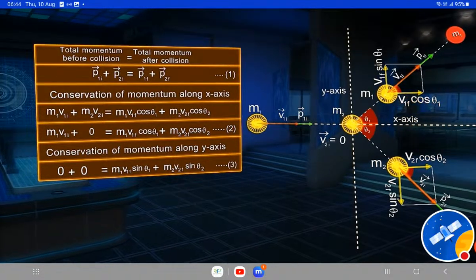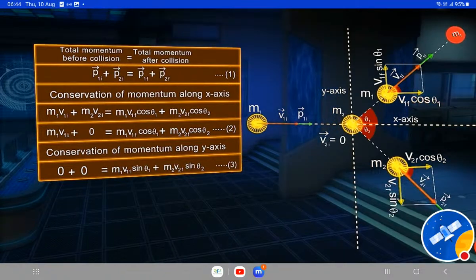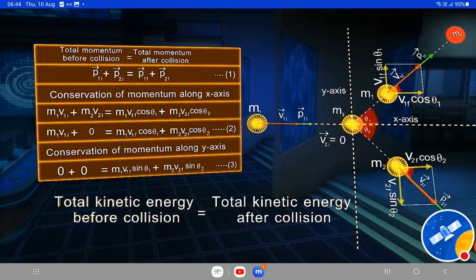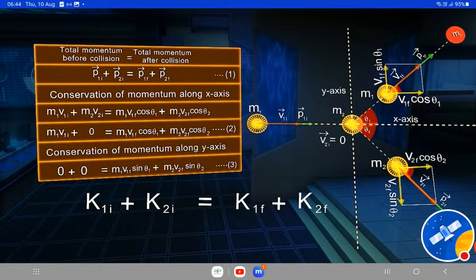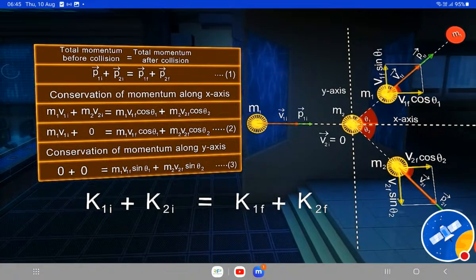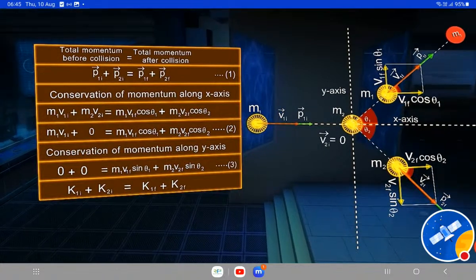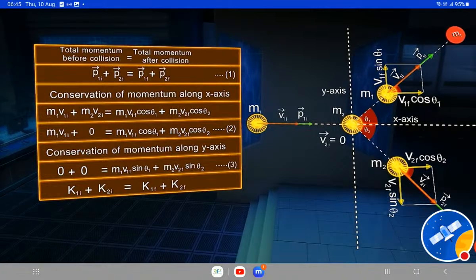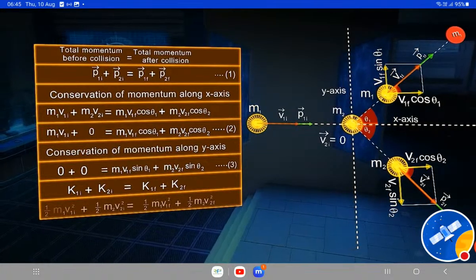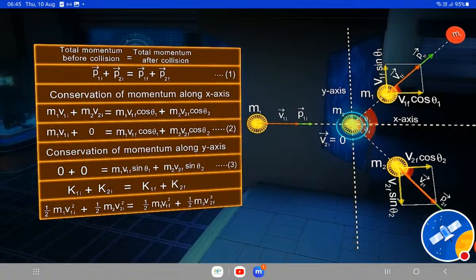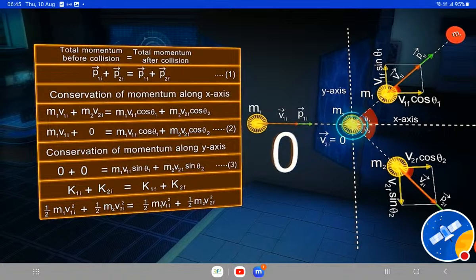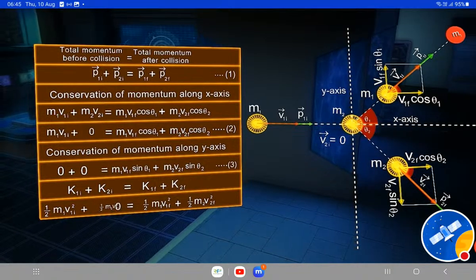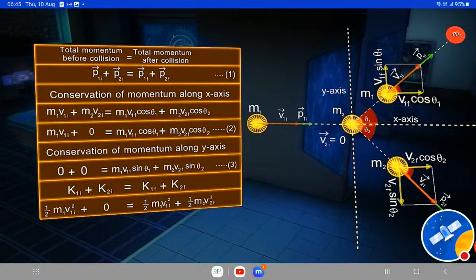Here, we need to recall that as the collision is an elastic one, total kinetic energy before the collision is equal to the total kinetic energy after the collision. Thus, K1i plus K2i equals K1f plus K2f. Substituting the formula for kinetic energy of the pucks before and after the collision, we get the following equation. Now, as puck 2 is initially at rest, v2i equals 0, and hence half m2 v2i square equals 0. Thus, we get the following equation.